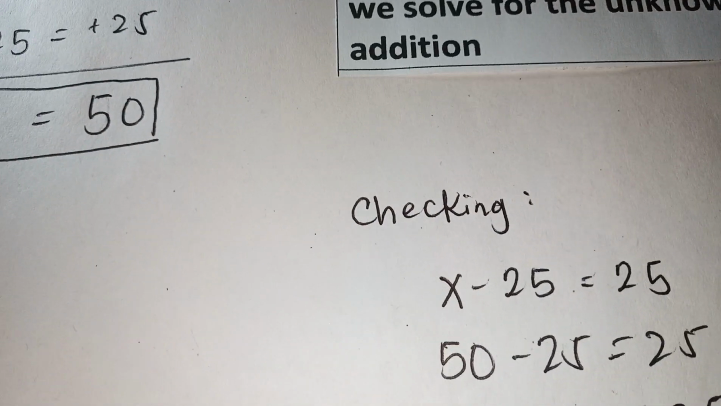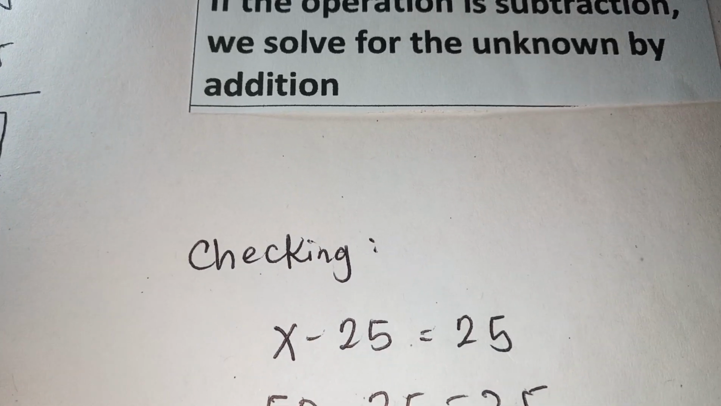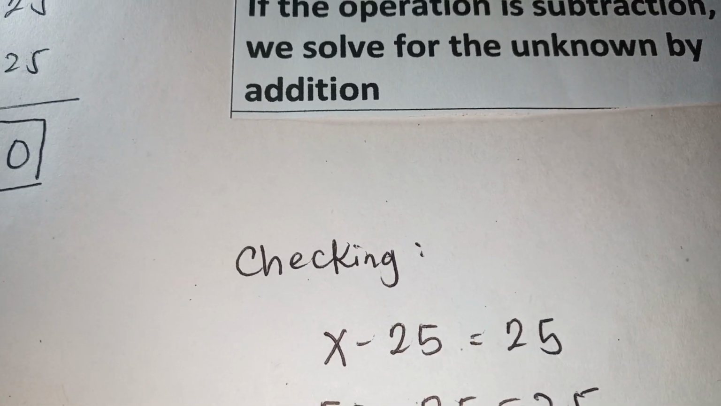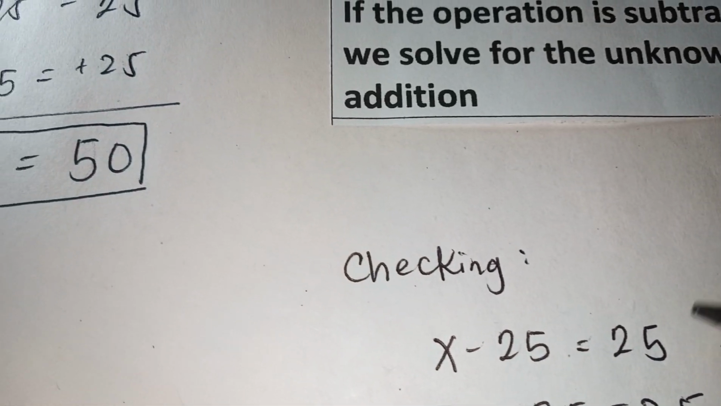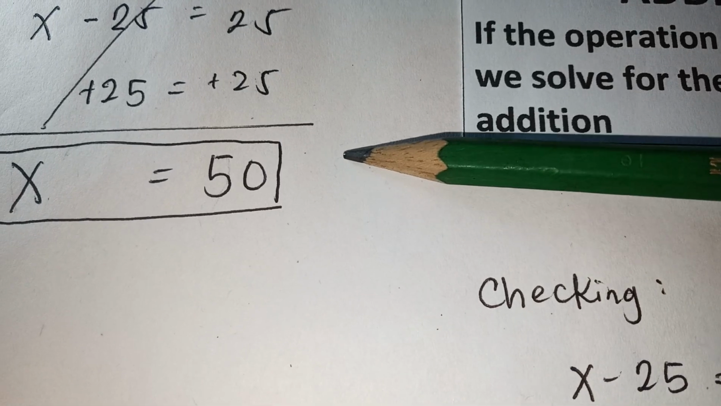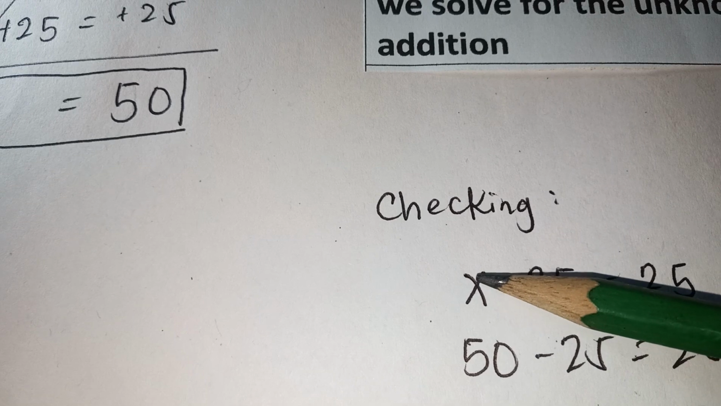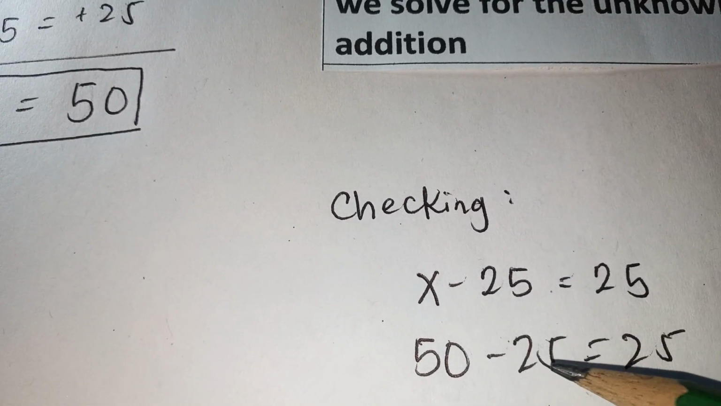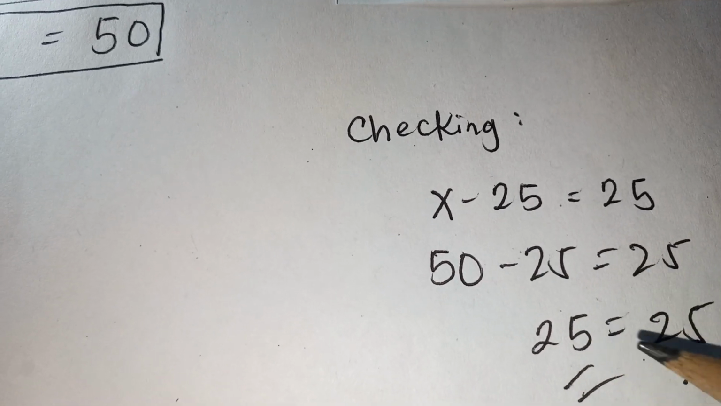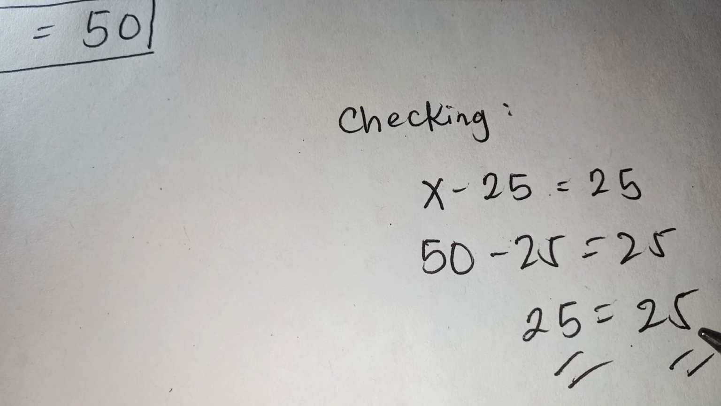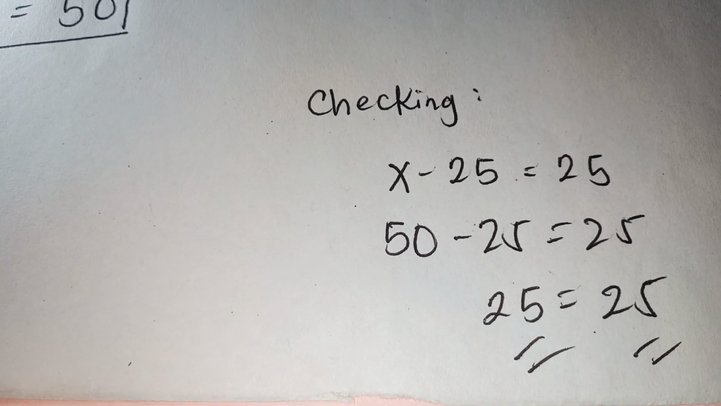To check if your answer is correct, i-substitute natin siya sa original equation, which is x minus 25 equals 25. Anong nakuha natin x doon? Value ng x ay 50. I-substitute natin dito yung 50. So, 50 minus 25 equals 25. Ayan, equal na siya. So, it means your answer is correct. Okay?